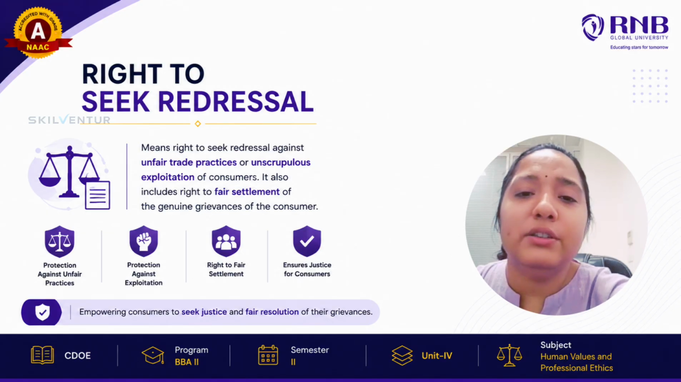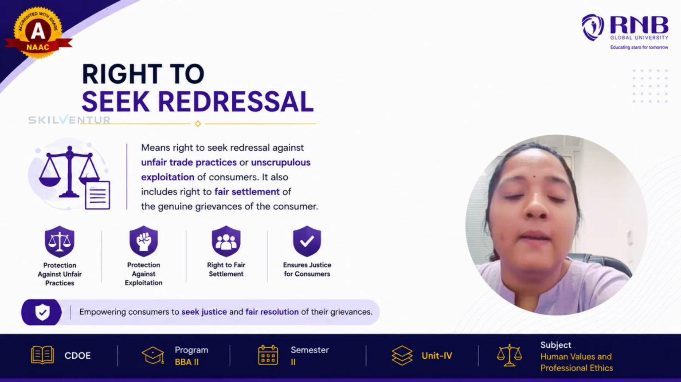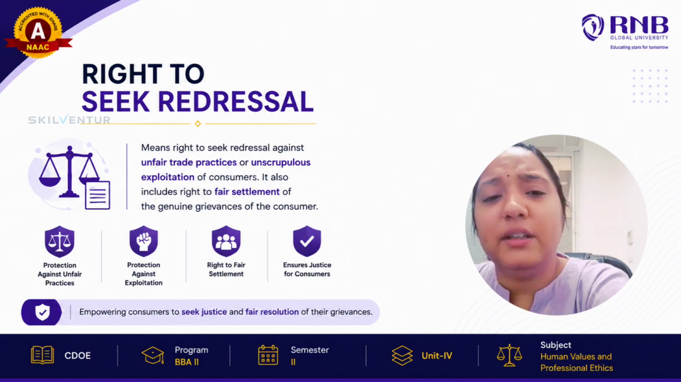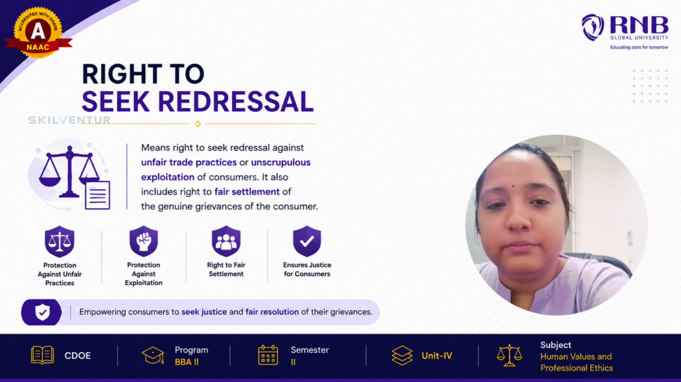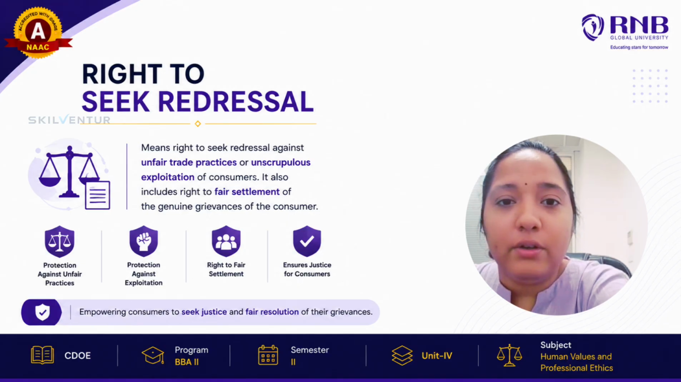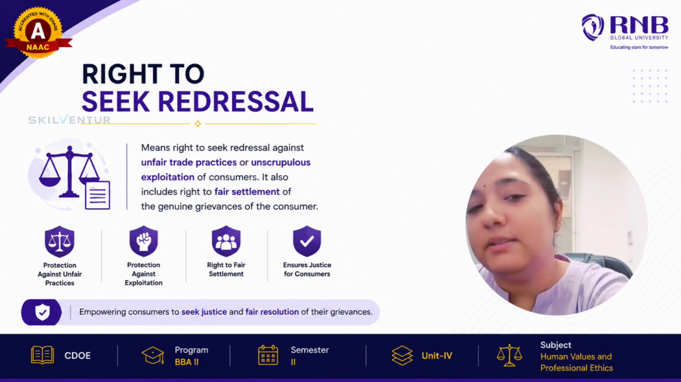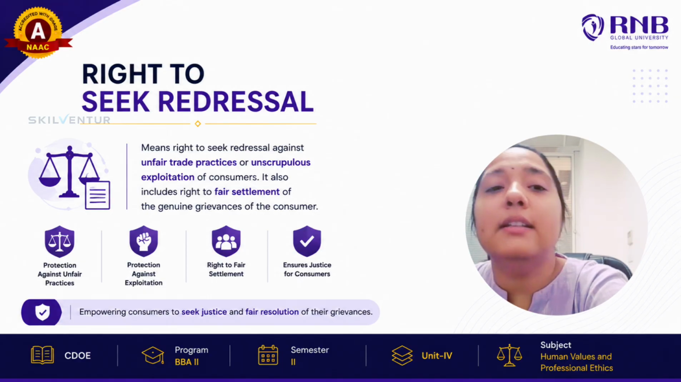So in India, consumers can approach consumer forums or courts at district, state and national levels to file their complaint and seek justice. For example, suppose you buy a product that is defective or not as advertised, you can file a complaint and ask for replacement or refund. So this is your right to seek redressal in action.